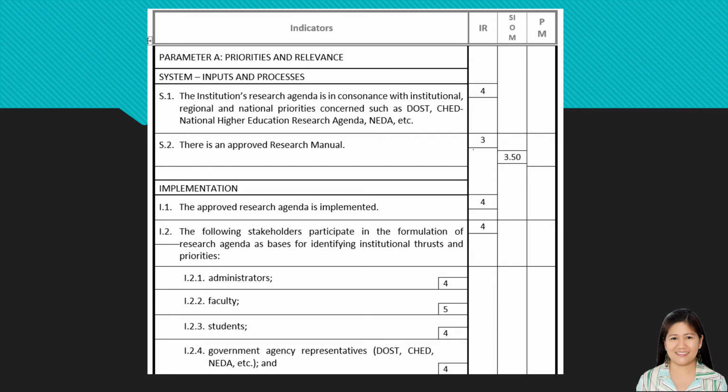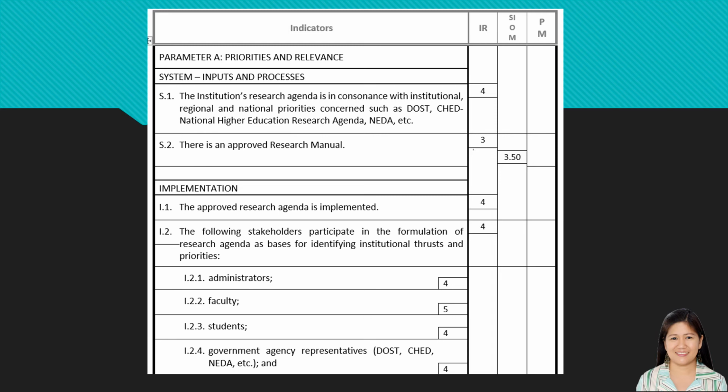The approved research agenda is implemented. How do we know that it is implemented? How does the accreditor know na ini-implement nga natin yung ating research agenda? So, ano yung pwede nating ilagay na evidence? Pwede yung mga colloquium, memorandum orders, office memos, in-house reviews, and others.